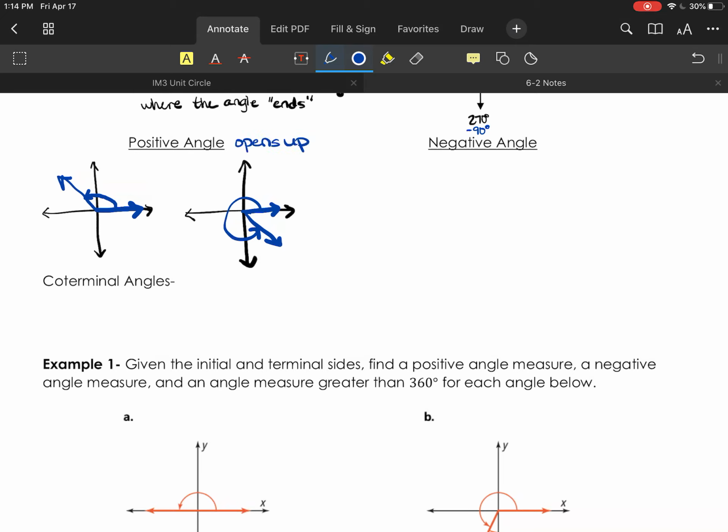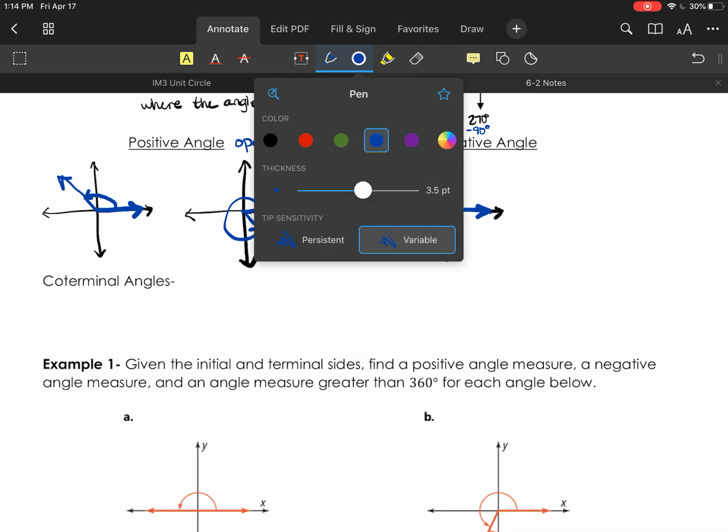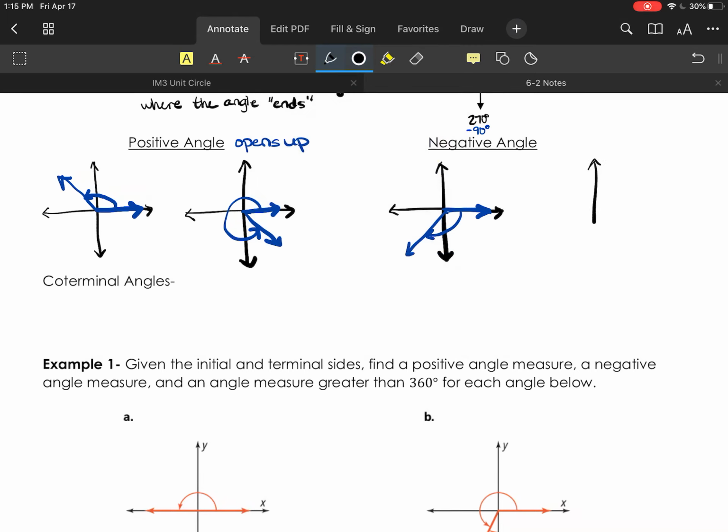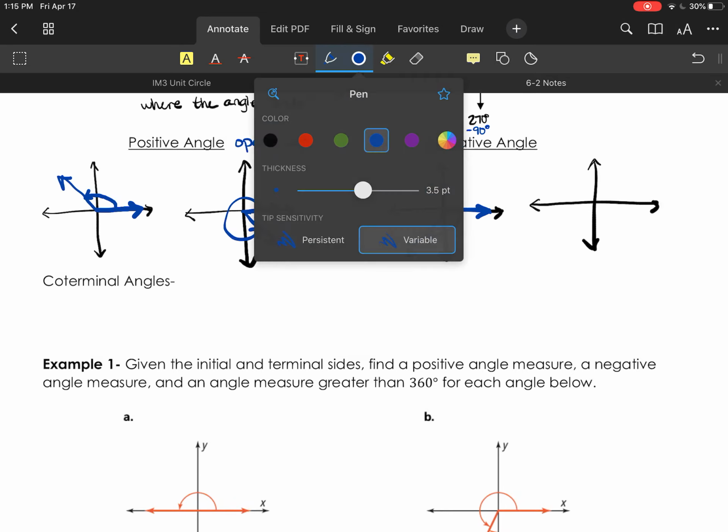So positive angles, a positive angle opens up. Then for your negative angle, I'm going to draw another coordinate plane. Now it's opening down. Your angles always start at the initial side, which is over to the right here. Except for now, instead of opening up, I'm going to open down. So for example, I might have something that looks like this. Okay, that would be a negative angle. You can also have ones that open up really, really wide.